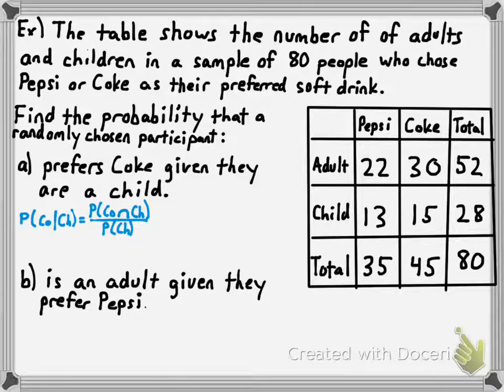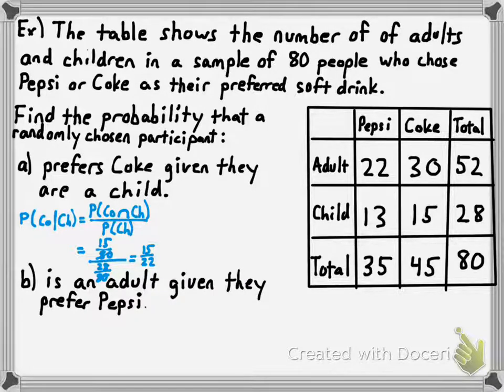Now, how do we determine these things from the table? Well, if I want to find the probability that somebody chose Coke and they were a child, let's look in the Coke and the child column. That's 15 out of the total 80 that fit that description. And if I want to find the probability that somebody was a child, well, that includes this number plus this number. There were 28 total children out of 80. So we're going to divide by 28 over 80. Then go ahead and multiply by the reciprocal. You get the 80s to cancel. 15 out of 22 is a chance that somebody was a Coke drinker given that they were a child.